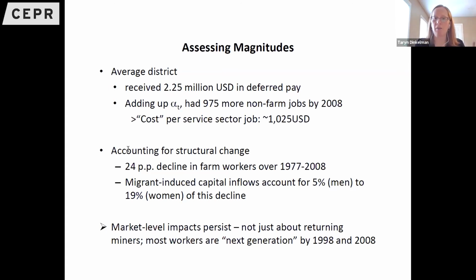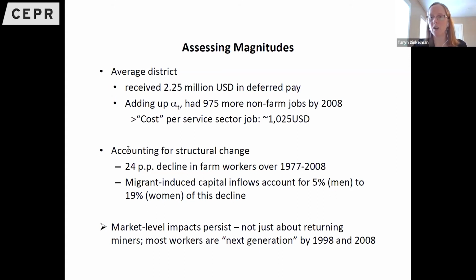And if we think that migrant capital inflows are generating some portion of this shift, it looks like for women, almost 20% of the decline in agricultural employment is coming from being exposed to this higher capital inflow related to international labor migration. So what's important, I think, here is that we're picking up market level impacts. This is not just impacts for migrant families, it's for the whole local labor market.